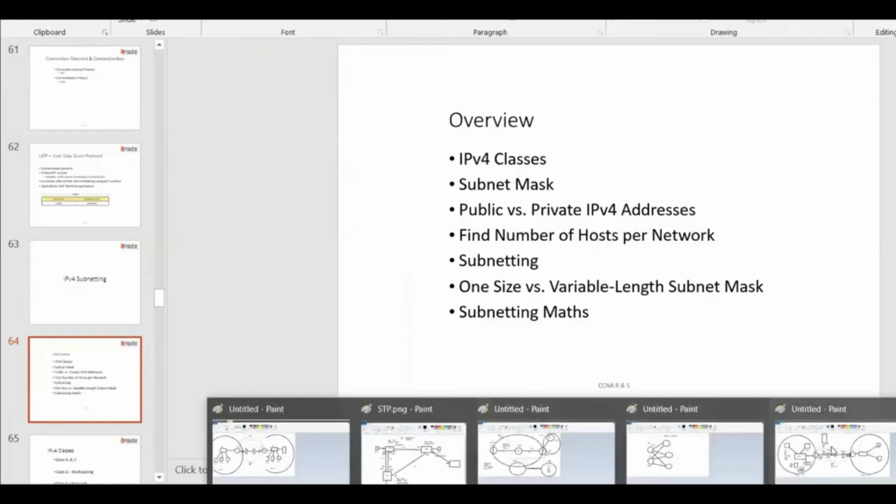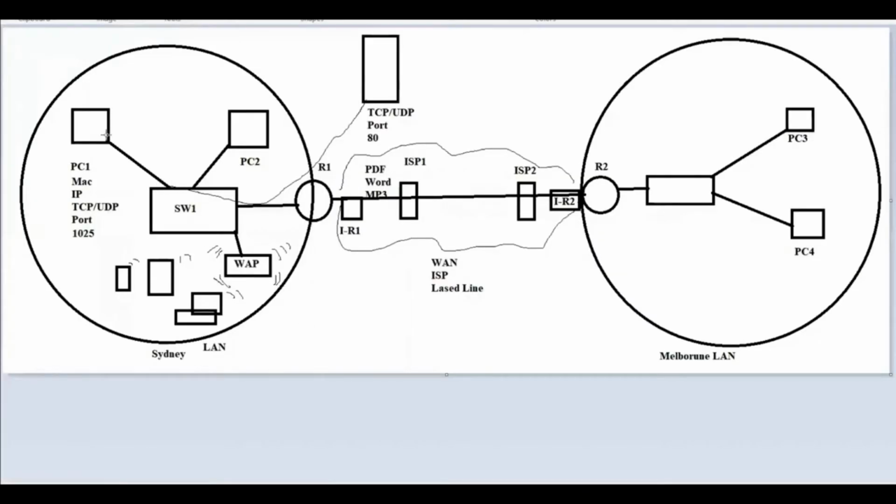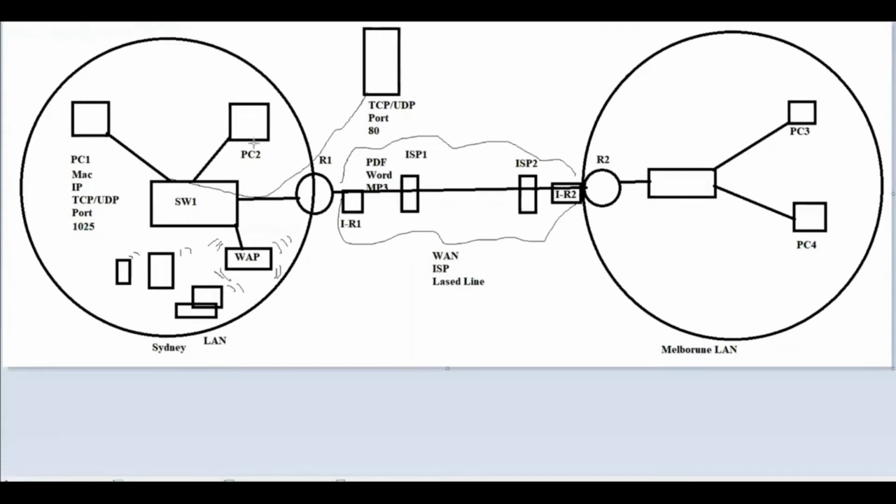If we look at this picture, we have a couple of PCs, PC1 and PC2, and we have some small devices. All the networking devices in our network need IP addresses. So for that, we can assign IP addresses, but how are we going to assign them? That's what we're going to look at in detail.